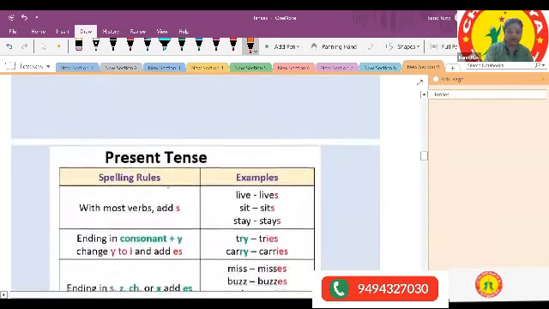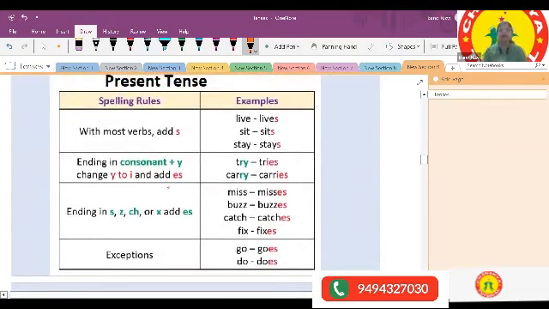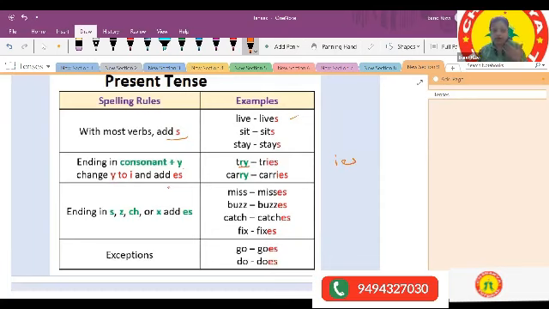Let us now take how the spelling changes. With most verbs, we add an S. But there are exceptions here. There is no fixed rule for any spelling here. For verbs ending with a consonant and Y, like try, we change Y to IES. So carry will be changed into carries, he try will change into tries.